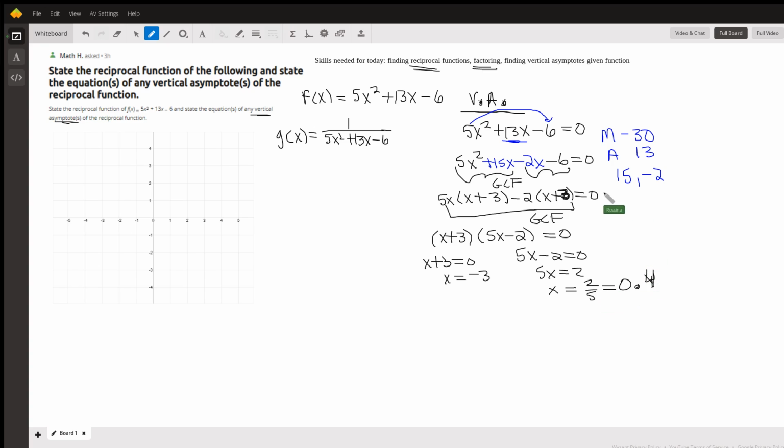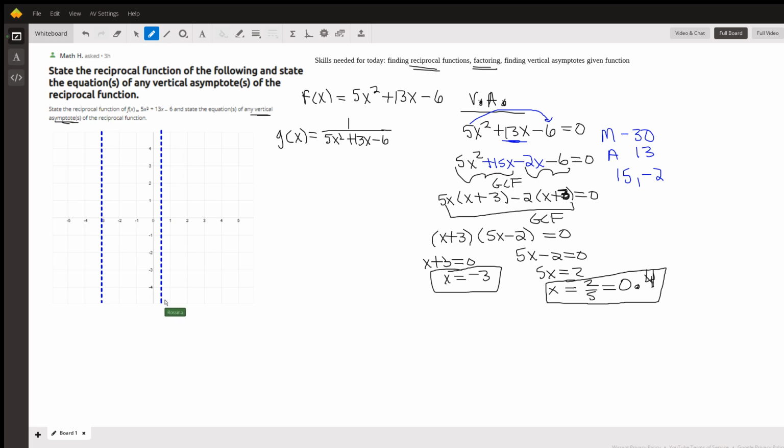So we have reached our answer to finding the vertical asymptote equations. So that is x equals negative 3, excuse me, and x equals 2/5 or 0.4. And what are even vertical asymptotes? They're just basically numbers that tell us where the graph does not exist. So if we look at x equals negative 3, we would put a vertical asymptote here. x equals 2/5 or 0.4 is approximately right here.